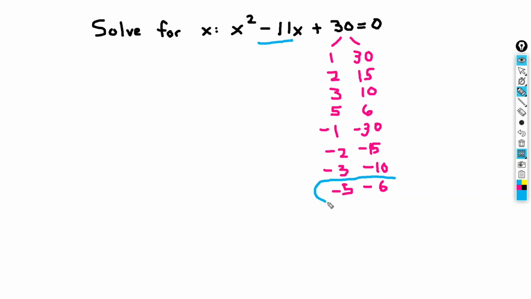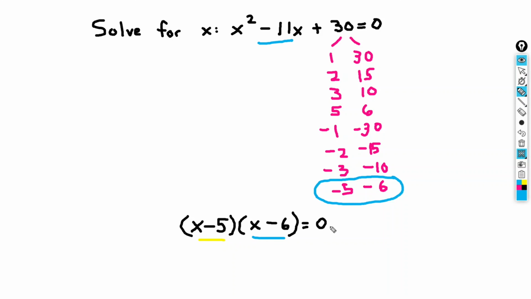So I'm going to select -5 and -6, and I'm going to write the left-hand side in factored form as x minus 5 times x minus 6, and that's going to equal 0. Now, if x minus 5 equals 0, 0 times whatever x minus 6 would equal 0. Likewise, if x minus 6 equals 0, whatever x minus 5 is times 0 would also equal 0. So our two solutions are going to arise when we set x minus 5 equal to 0. I'm going to move over here to do that.